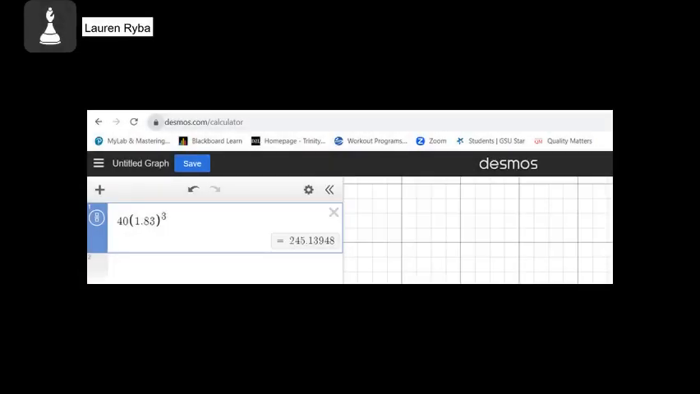You can see here that I used the Desmos calculator. I did 40, open parentheses, 1.83, close parentheses, and raised it to the third power, and I did get the correct answer.